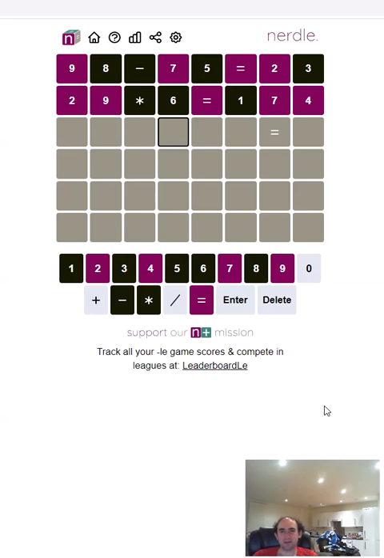So, what can it be? 49 over 7. No, it can't be 49. It was the first two digits. 42 over 7 is 6. It could be a 3-digit number divided by a 2-digit number. That's actually fairly likely, given that I can't think of anything else that works.